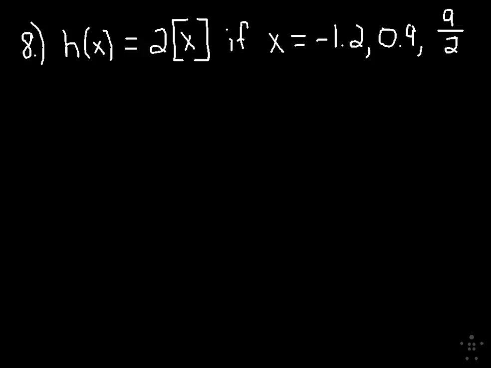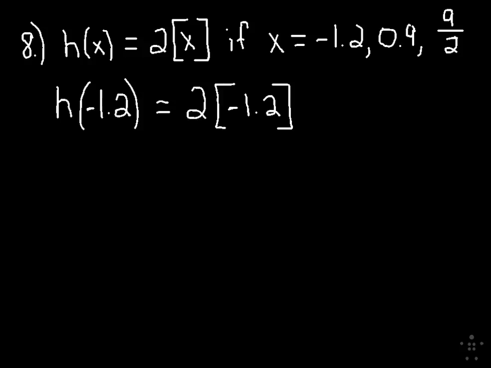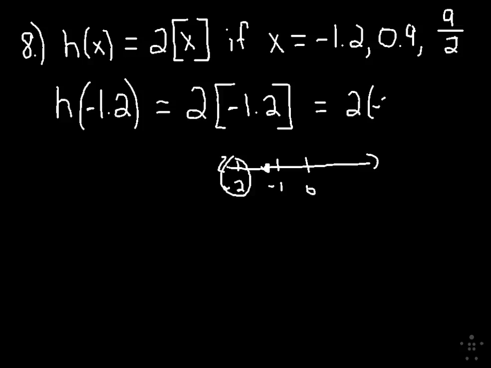Question number 8, we have this greatest integer function. If you think about it, when we plug in negative 1.2, let's just show you what this means real quick. When I have my number line, negative 1.2 is about right there somewhere. So it's an integer that cannot be greater than that number that we have. The nearest such integer is negative 2. So this is simply 2 times negative 2, which is negative 4.